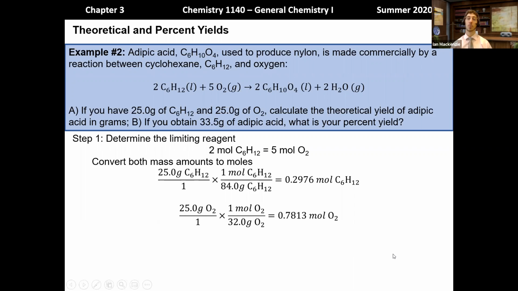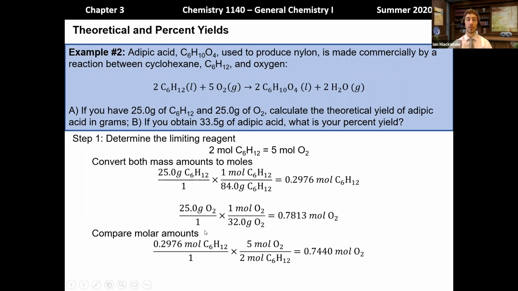Now we will take one of those starting materials and figure out how much of the other starting material I would need to react with all of that, simply using the molar equivalencies that I've been given. So I'll start with cyclohexane, I took the amount of it, and using the molar equivalency conversion factor, I then figured out how many moles of oxygen I would need to react with all of the moles of cyclohexane. So this is now my calculated amount of oxygen that I need, and I compare that with the amount that I actually have. So I need 0.7440 moles, but I have 0.7813 moles. I have more oxygen than what I need. So oxygen must be the excess reagent, and cyclohexane must be the limiting reagent.